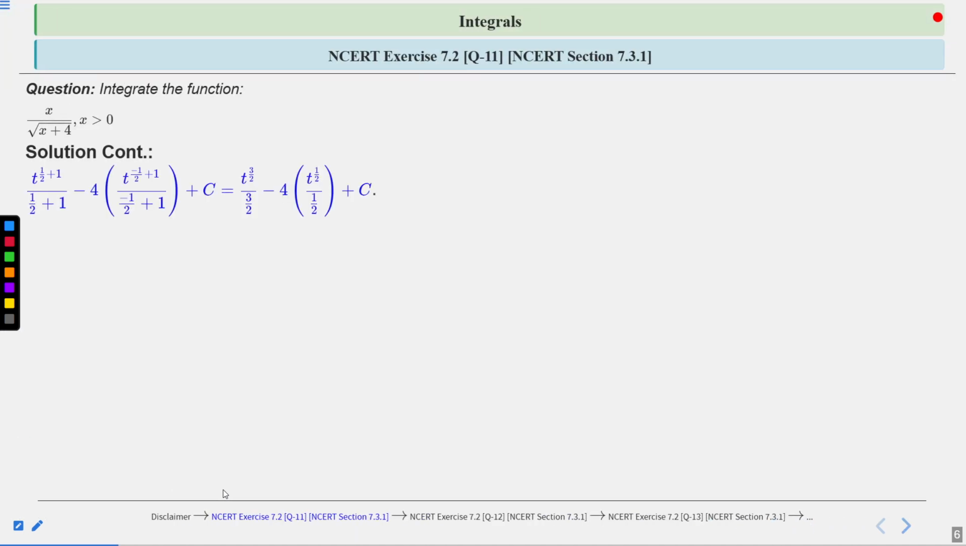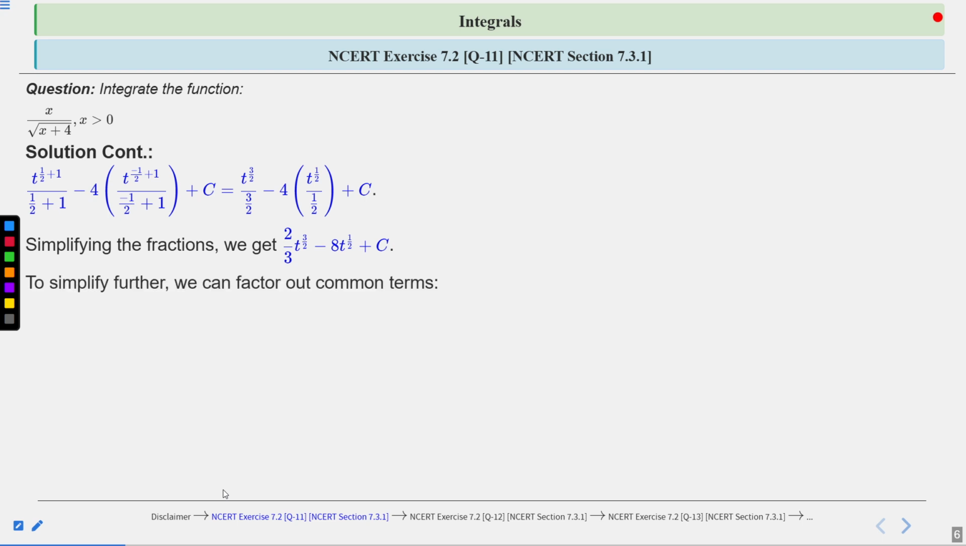Now we know that t to the power 1 by 2 plus 1, its integration will be t to the power 1 by 2 plus 1 upon 1 by 2 plus 1, minus 4 times t to the power minus 1 by 2 plus 1 upon minus 1 by 2 plus 1, plus c, which will be equal to t to the power 3 by 2 upon 3 by 2 minus 4 t to the power 1 by 2 upon 1 by 2 plus c. Simplifying the fractions, we get 2 by 3 t to the power 3 by 2 minus 8 t to the power 1 by 2 plus c.